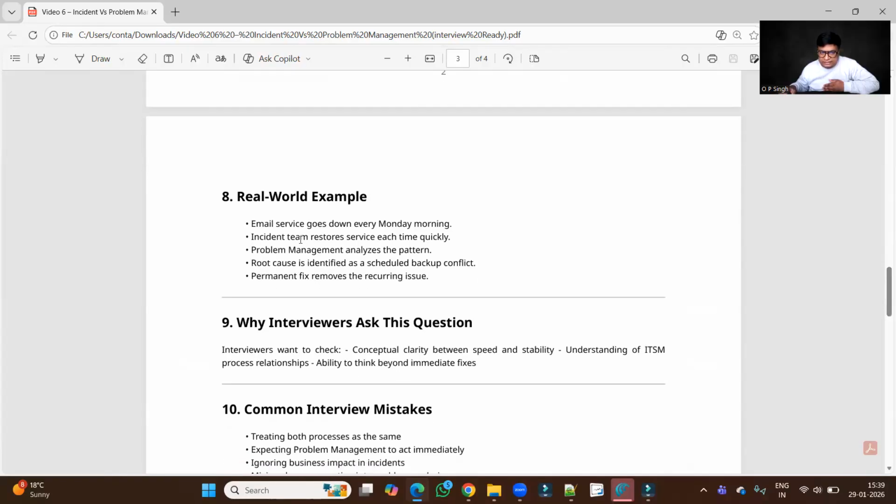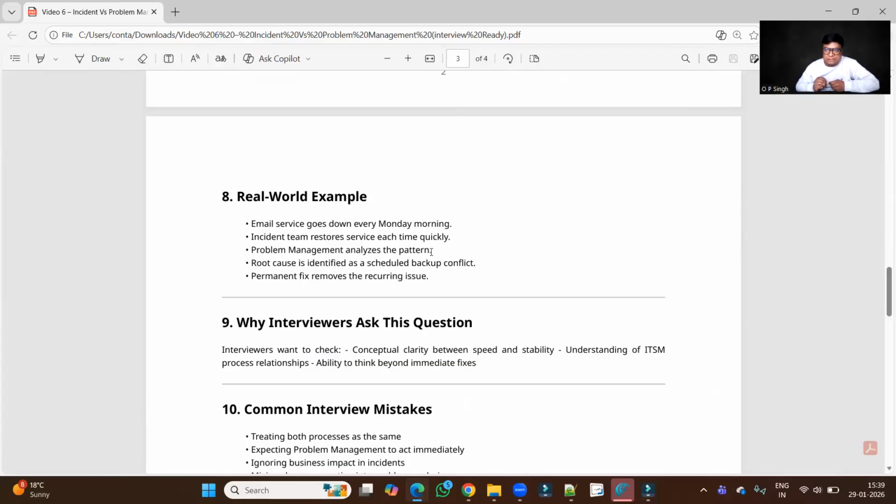So this is a real-world example. Email service goes down every Monday morning. The incident team restores the service quickly each time. This has been happening for the last 3 weeks. Three incidents in 3 weeks, so now this is a problem. Problem management analyzes the pattern. The problem management team gets notified and comes into action because the incident is happening again and again.